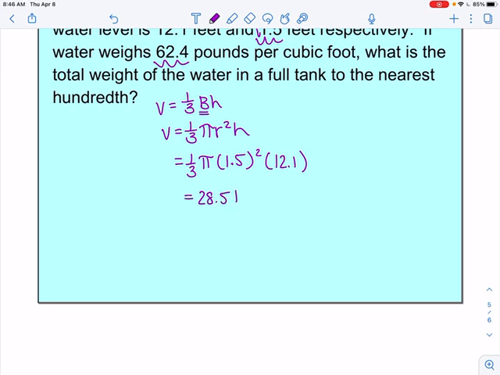But we want to know the weight of the tank. So if water weighs 62.4 pounds per cubic foot, and this is how many cubic feet I have, we'll multiply it by 62.4, and your final answer is going to be 1,779.02 to the nearest hundredth.